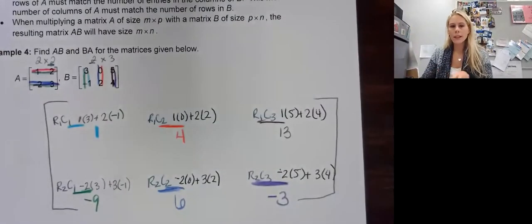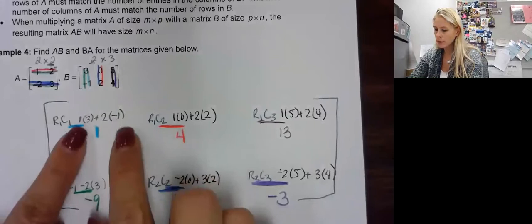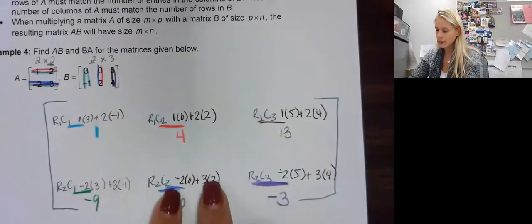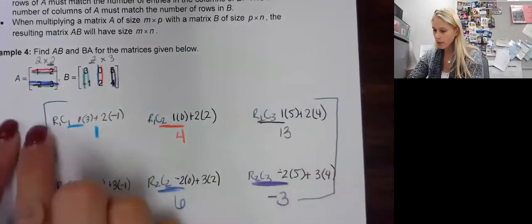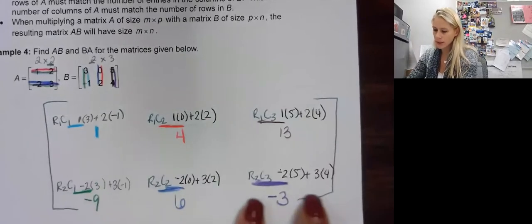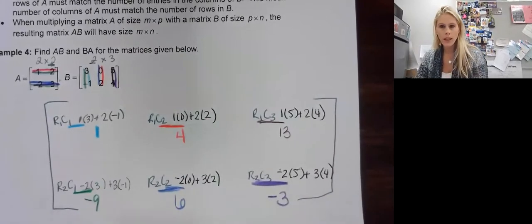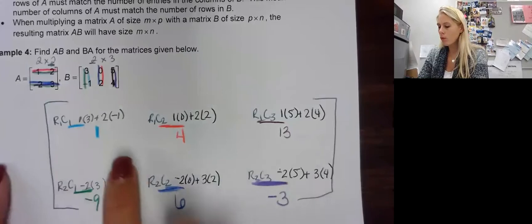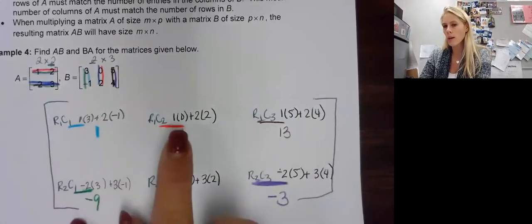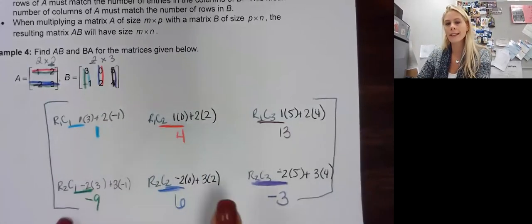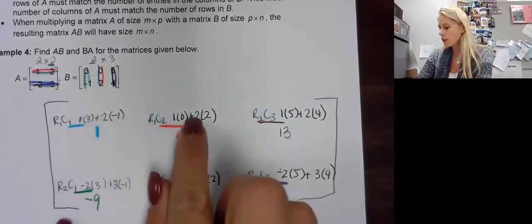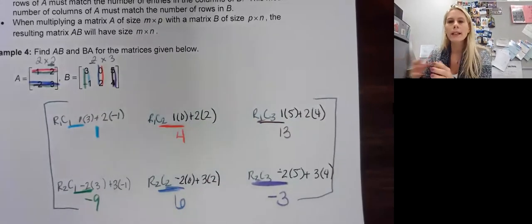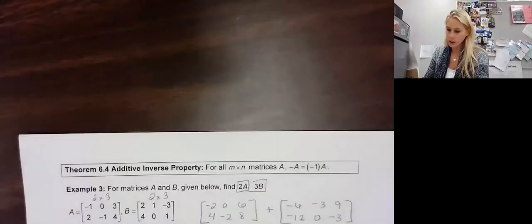Okay, do you see a pattern going on? If we go down, you see my parentheses, I have all the same numbers. If we go across, I have all the same numbers in front. Okay, that will help you out. Now, what we're looking for is the 1, 4, 13, -9, 6, and -3. I wrote this stuff down because it's my work and I can double check my process. That is multiplication.